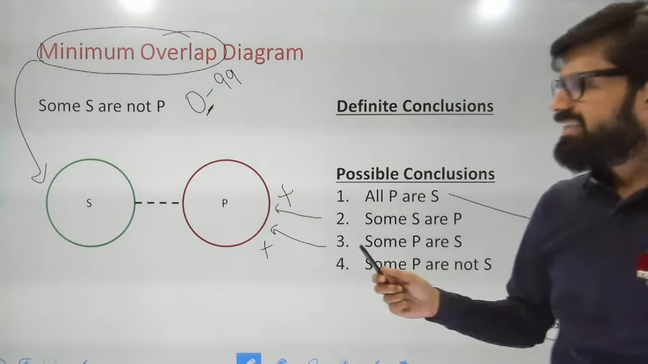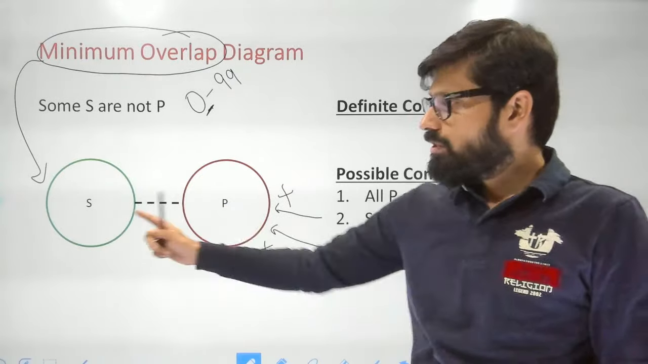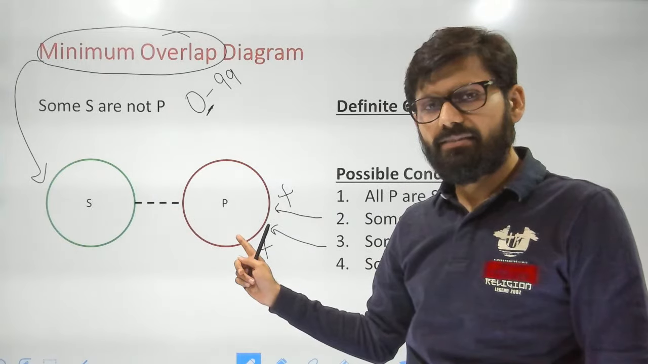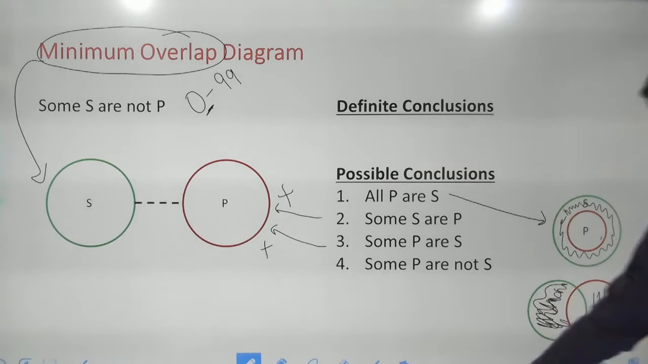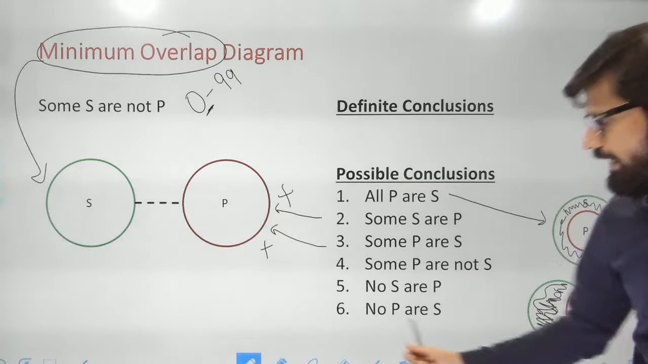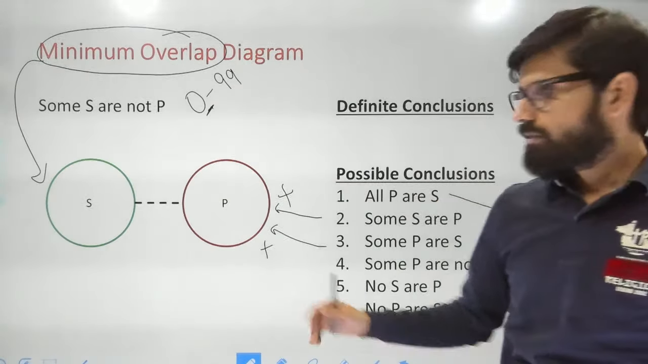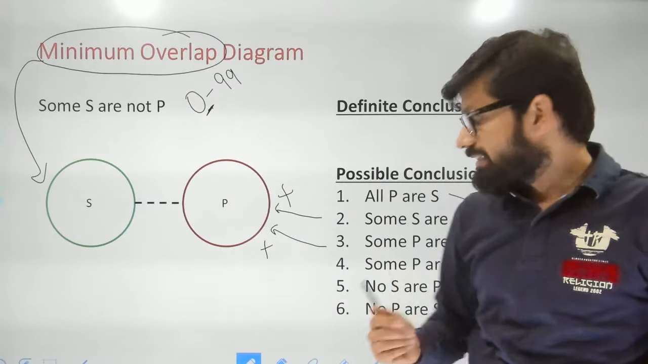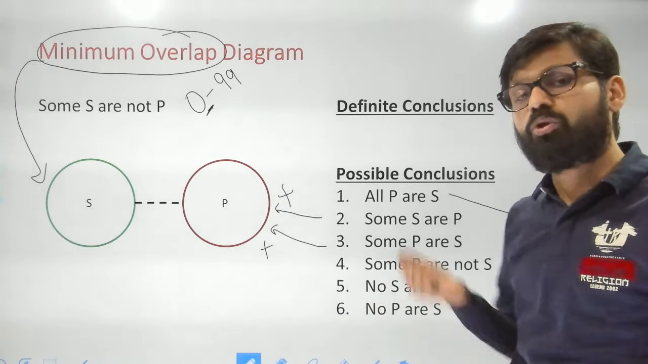Right. Now finally, we have one more possibility. In fact, two, which is from this diagram. "No S is P", "No P is S". Right? If you look at the other two diagrams, "No S is P" and "No P is S" does not follow. So we have two more possibilities, "No S is P" and "No P is S". So these are the six statements from "Some S are not P" that are possible. But still, they do not follow 100%. From "Some S are not P", these statements do not follow.